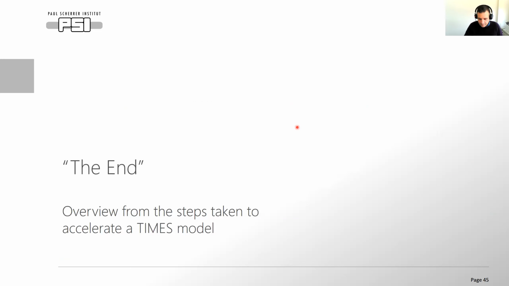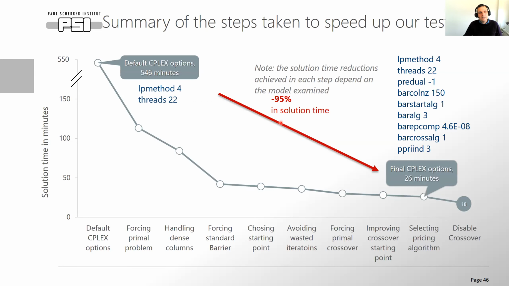So this is the end. What we did, we started from a model that took 9 hours to solve, and we took 10 steps, which you can see here, to drop the solution time to 26 minutes. And if we disable the crossover, down to 18 minutes. So that's all from my side.